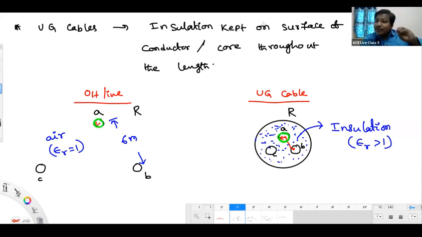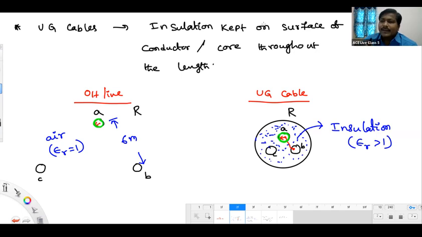Else, you can say it will create some eddy currents. Those eddy currents will definitely disturb the current distribution. By that way, the current distribution may become a little non-uniform. Because of that, resistance will definitely be a bit increased because of the proximity effect.